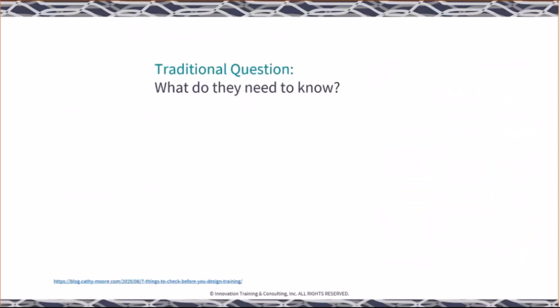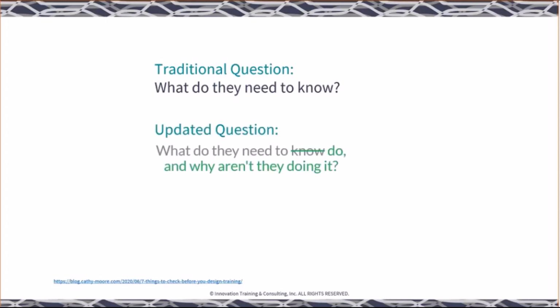So the traditional question is, what do learners need to know? But it's been revised to say, what do they need to do? And why aren't they doing it? Like, what is the obstacle for that? Because it may be something other than knowledge that's being a block for them.